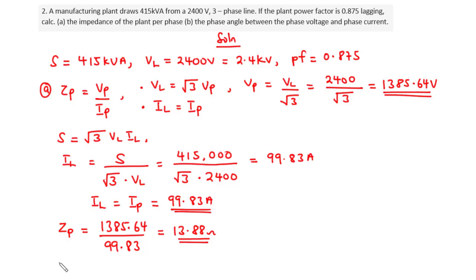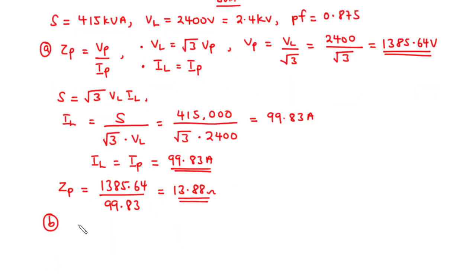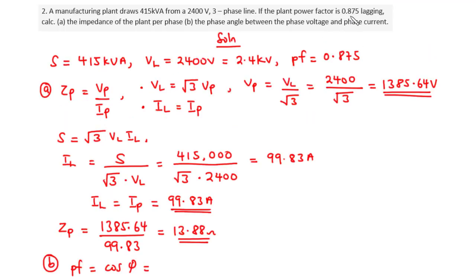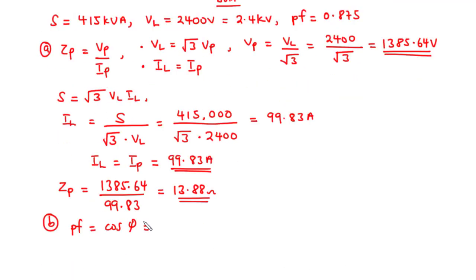Now let's move on to B, where we are going to find the phase angle between the phase voltage and the phase current. Now we know that the power factor is equal to cosine of angle phi, which is given in the question to be 0.875.